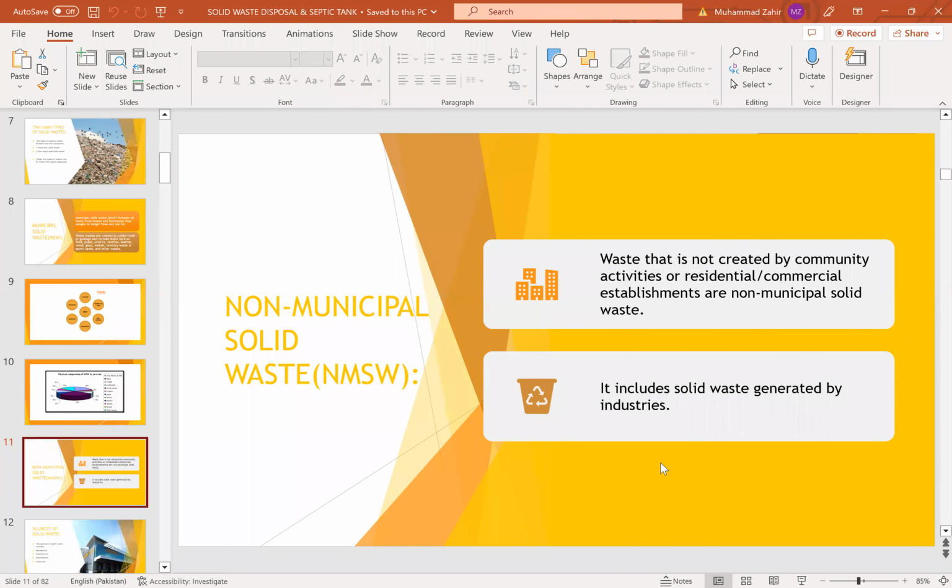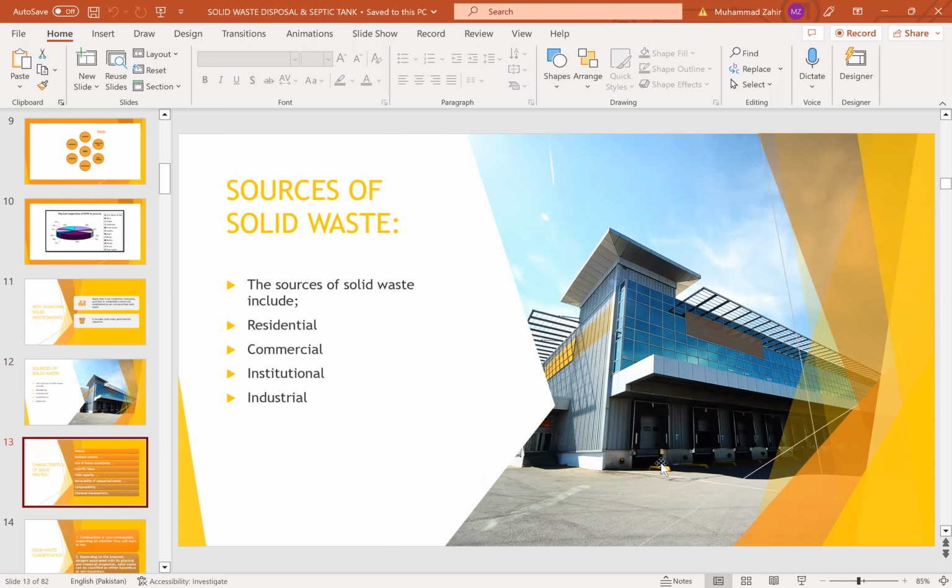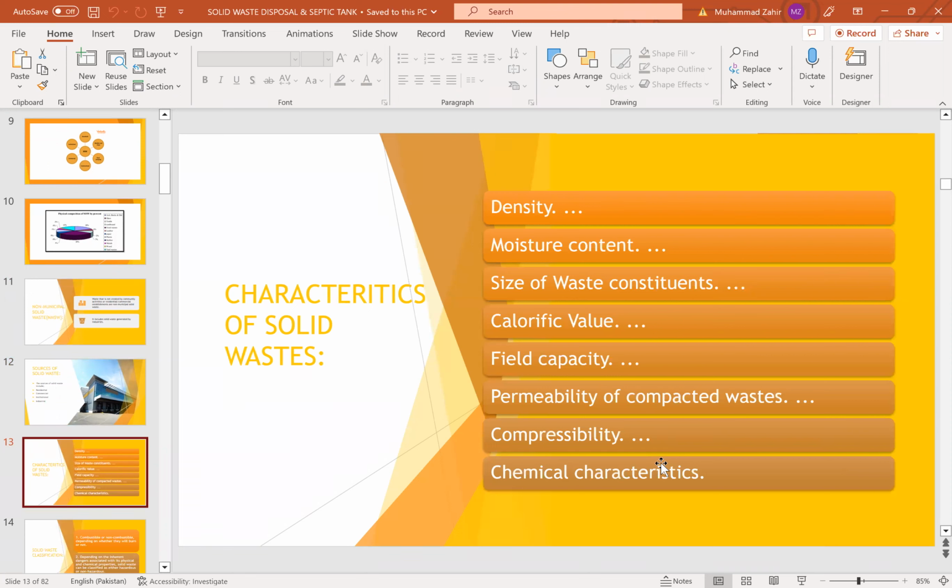Non-municipal solid waste: waste that is not created by community activities or residential or commercial establishments is non-municipal solid waste. It includes solid waste generated by industries. So the sources of solid waste are residential, commercial, institutional, and lastly, industrial. Characteristics of solid waste are its density, moisture content, size of waste constituent, calorific value, field capacity, permeability of compacted waste, compressibility, and chemical characteristics.